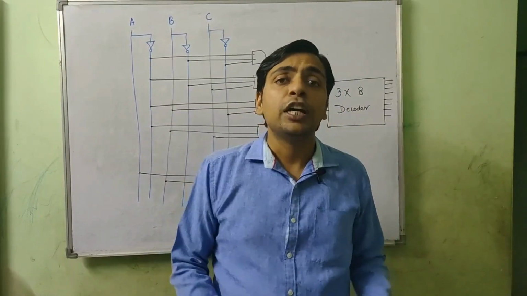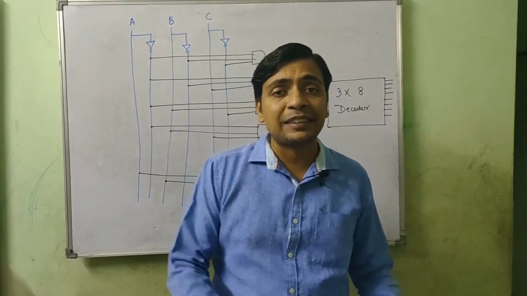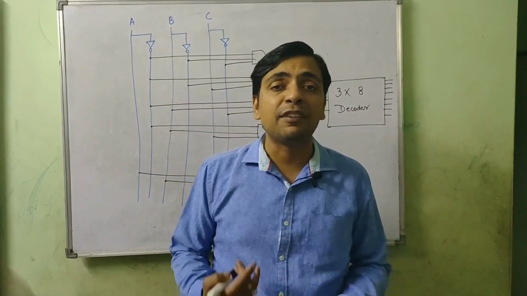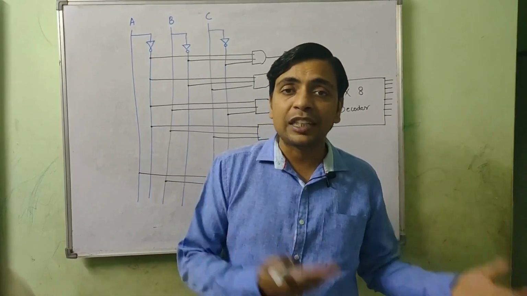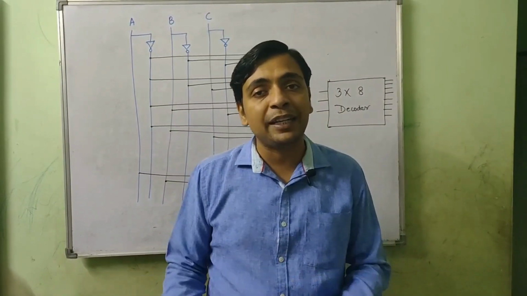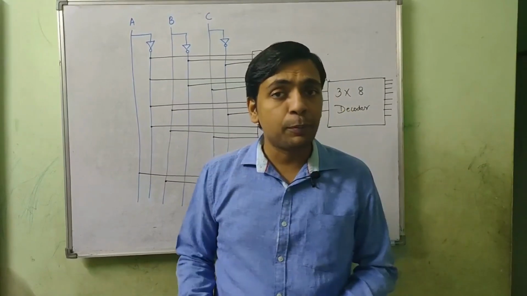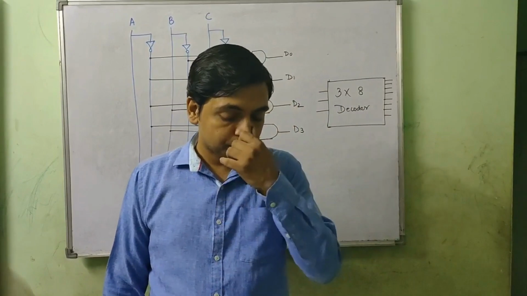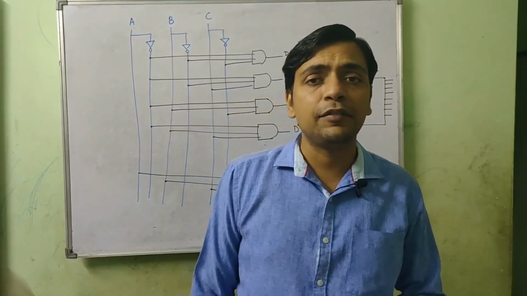But of course, if we are converting binary into hexadecimal, we will still need 4 cross 16. So input lines will be 4 itself. For binary to decimal also 4 input lines, for binary to hexadecimal also 4 input lines, but output lines will be 10 and 16 respectively. So that you can do by yourself.